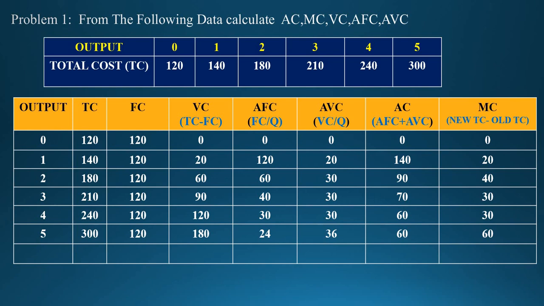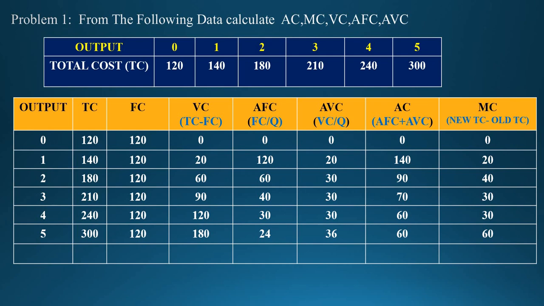This is the first column where output should be written, that is 0, 1, 2, 3, 4 and 5. Next is TC, that is total cost. It is already given in the problem, correct? That is 120, 140, 180, 210, 240 and 300. So this is the data given in the problem.